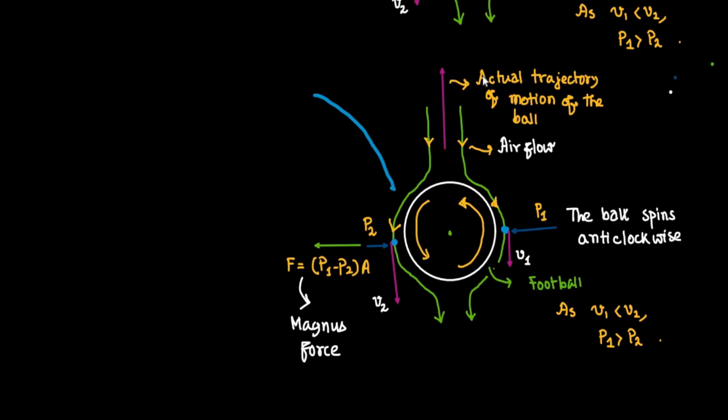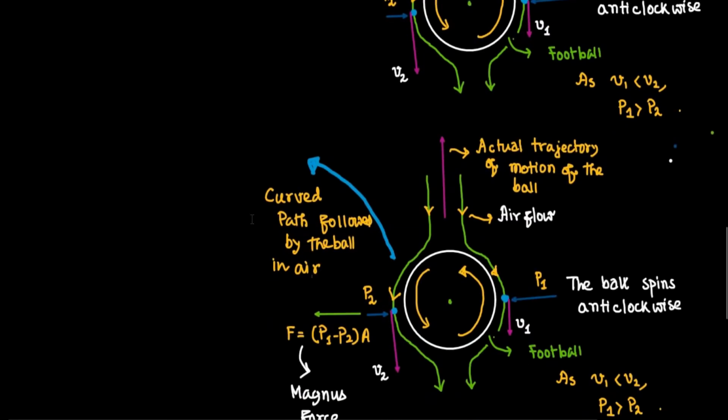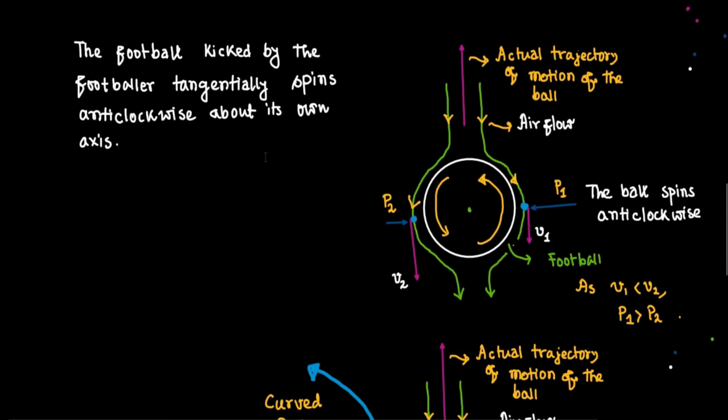Magnus force acts horizontally towards left, and the actual direction is in the forward direction, and resultant motion of the ball will occur along this curved path. So here this is the curved path followed by the ball in the air. That means the ball or football departs from its actual trajectory and travels along the curved path under the action of the Magnus force.